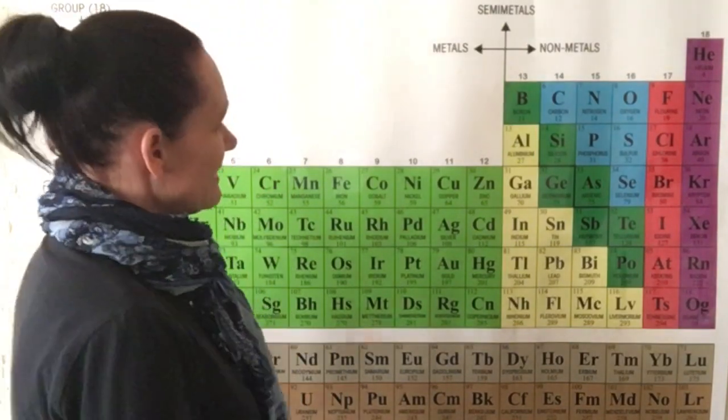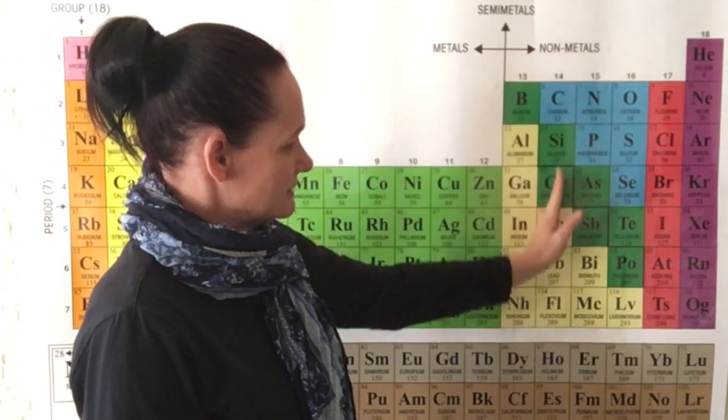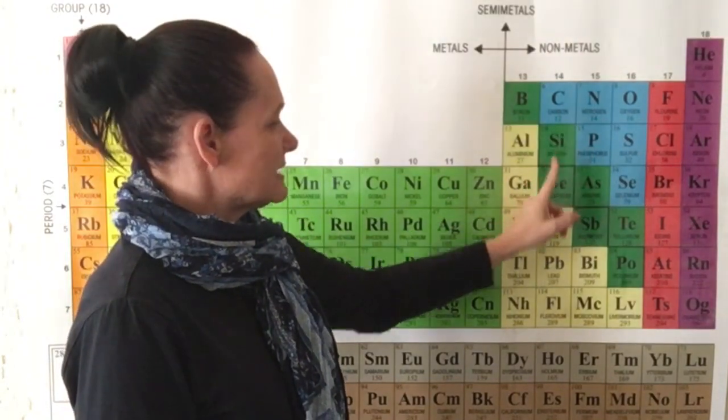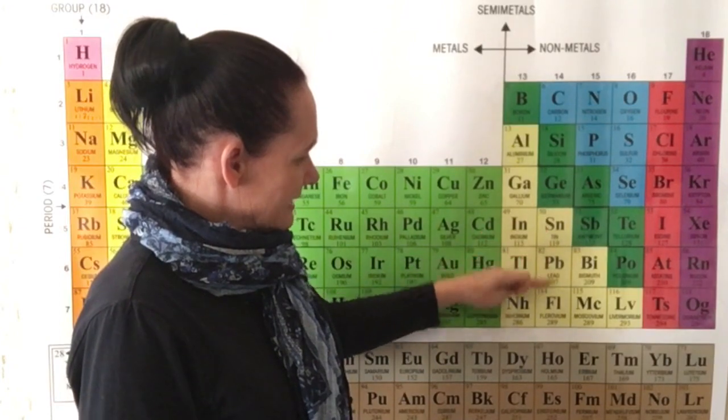Let's find a non-metal in group 14. So I have found group 14. The only non-metal I can find in group 14 is carbon, because silicon and germanium are semi-metals, and tin, lead, and flerovium are metals. So you have to understand this staircase.